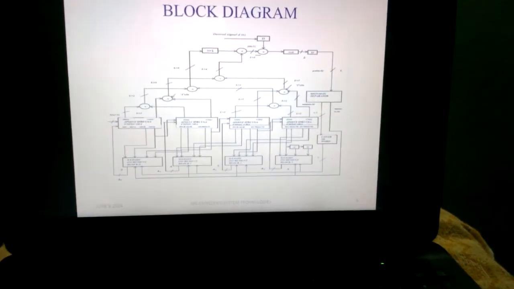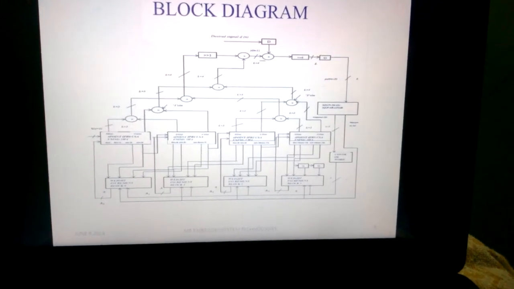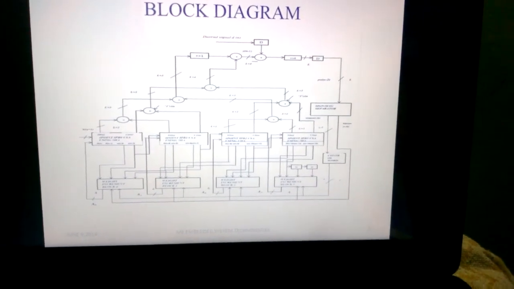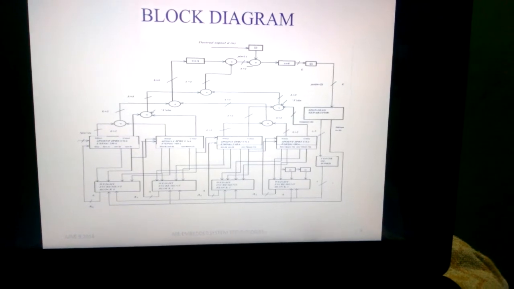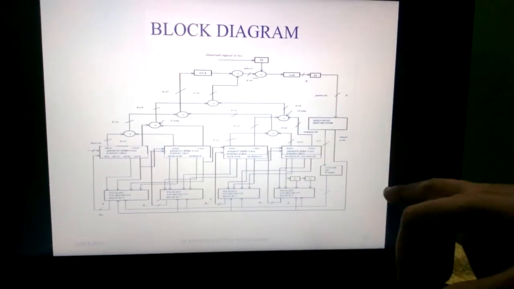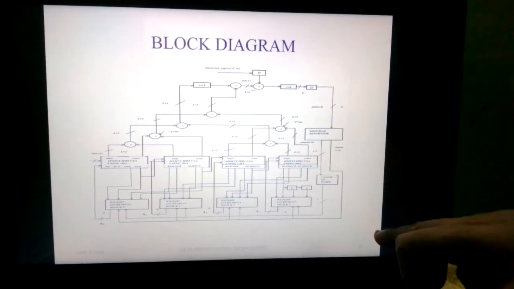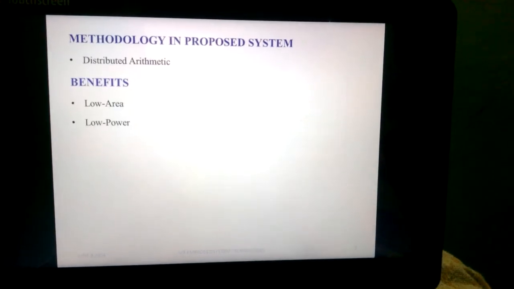This is the diagram of my proposed system. This is similar to that of the existing system. The only modification that I am going to make in the system is in the 4-point inner product blocks. There are four 4-point inner product blocks and I am going to reduce the size of them.